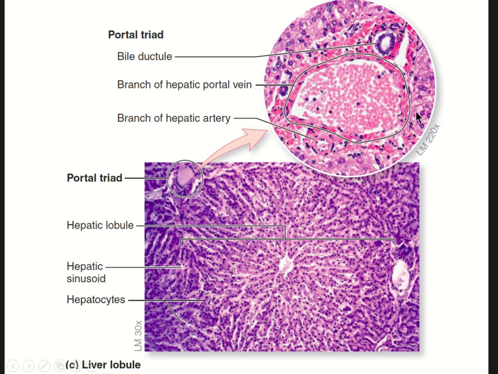So here's another picture to show you, if you're given a picture like this, how you can tell this is your portal triad. You have 1, 2, 3. The biggest one in the middle, hepatic portal vein. It's taking deoxygenated, nutrient-rich blood that it absorbed from your digestive organs. It's going to be massive. Then you've got your bile ductule, and you've got your hepatic branch of the hepatic artery. Okay, so the blood is going to all flow into the central vein here. So this whole thing is a beautiful hepatic lobule.